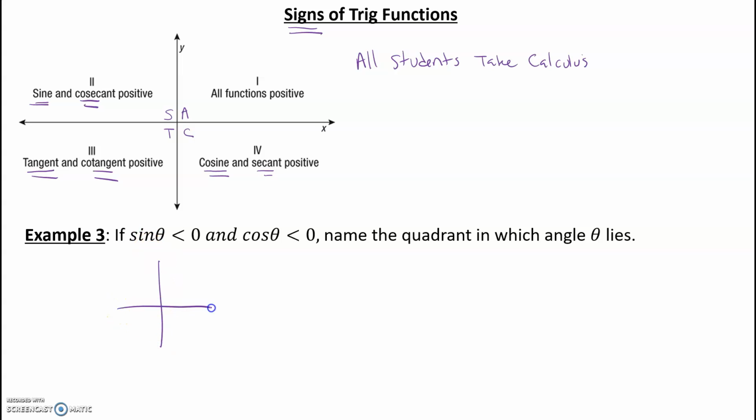So here, this is just figuring out which quadrant you're in. It says sine of theta is less than 0, so we want sine to be negative. Well, sine is negative in quadrant 3 and quadrant 4. Here it says cosine is less than 0, so cosine is negative. Cosine is negative in quadrant 2 and quadrant 3. So quadrant 3 is where both conditions are met. So we're in quadrant 3. You just got to figure out which ones you're working in.